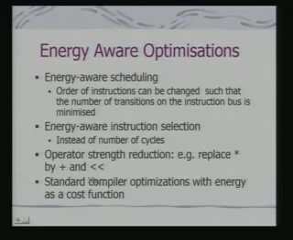The other kind of thing which is common is operator strength reduction: replace multiplication by addition and shift operations. Obviously, the logic for a multiplication would involve more complex logic circuits, and if we can avoid that by simply using the ALU and barrel shifter on ARM, I shall get a much better energy consumption profile. And standard compiler optimizations are also used with energy as a cost function.